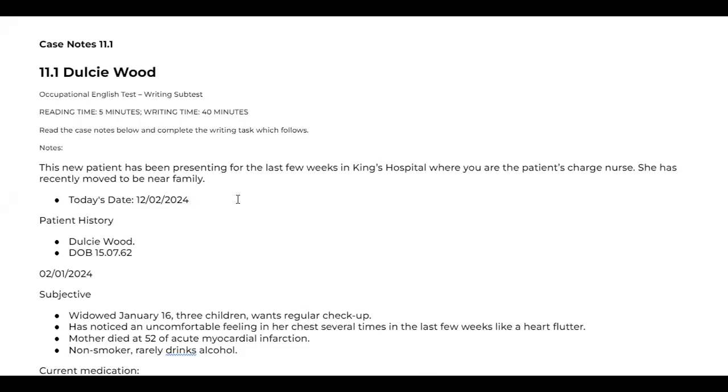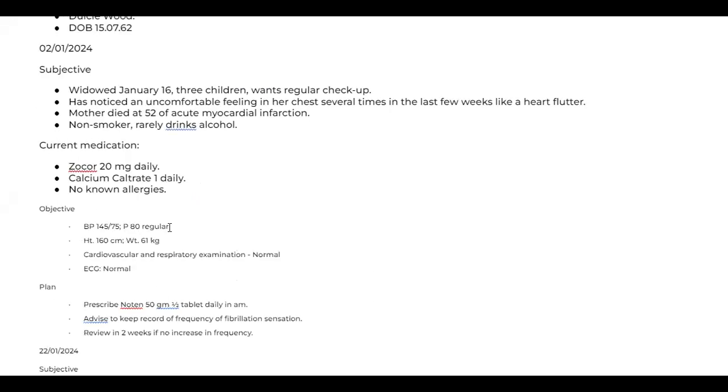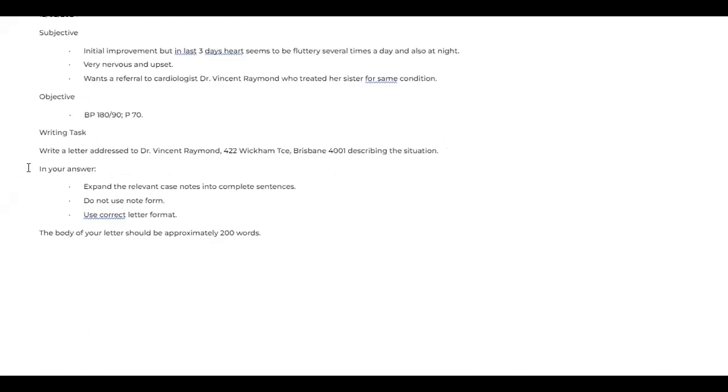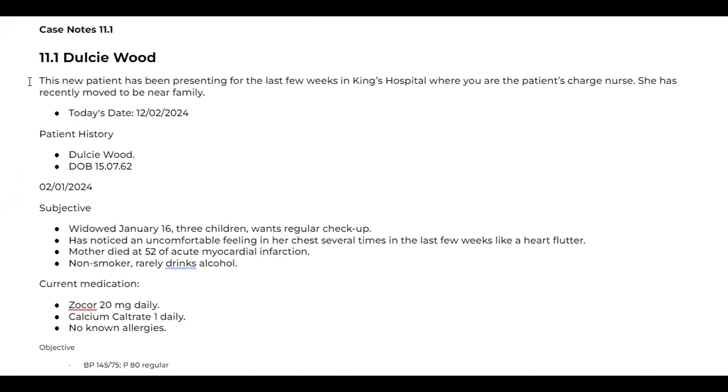All right, let's look at this case notes and write a letter on this. So first of all, I'm removing all the unnecessary details from this case notes. So here, for example, in your answer, this part is also not required. So I'm going to start this letter in a very easy way.